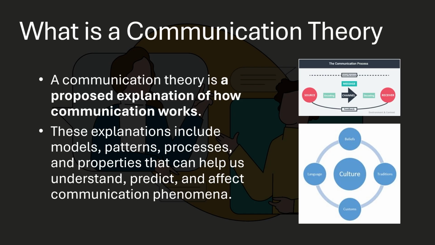Together, these explanations can help us understand what is going on with communication, help us predict what might happen in the future based on what we know about the communication, and lastly, even affect communication phenomena, which is kind of a fancy way of saying it helps us do or change things in communication, which especially for business communication is very important because that's what's actually going to help us achieve our goals using communication.